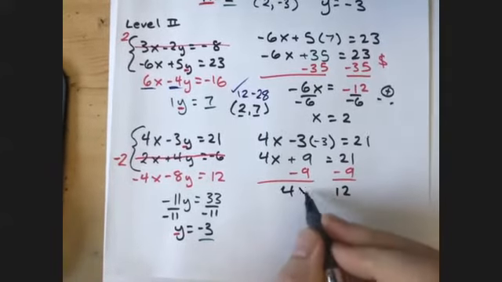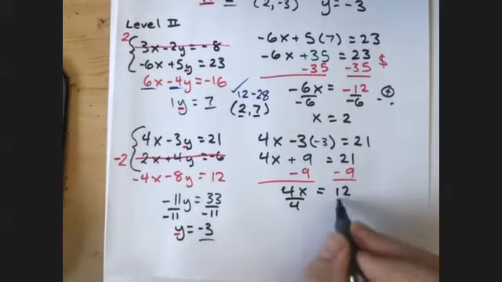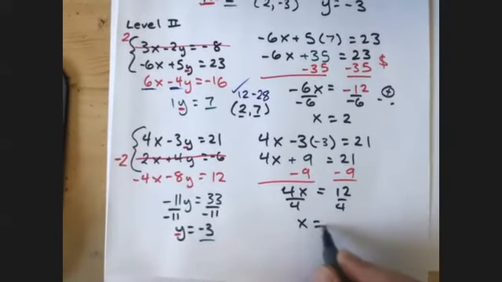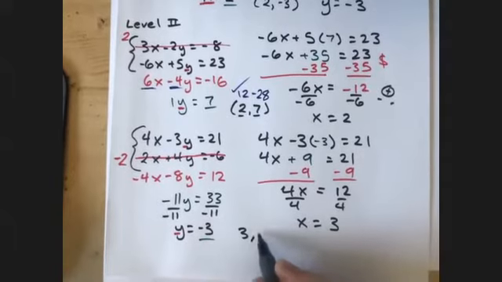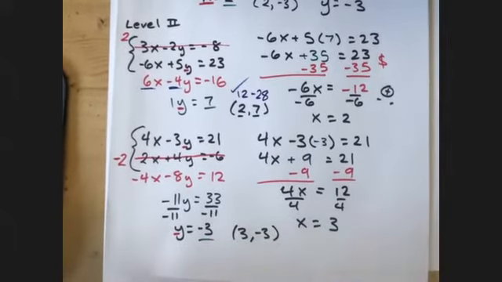Bring down the 4x and divide by 4. I should have x equals 3. X goes first, y goes second. So (3, negative 3) should be my answer.